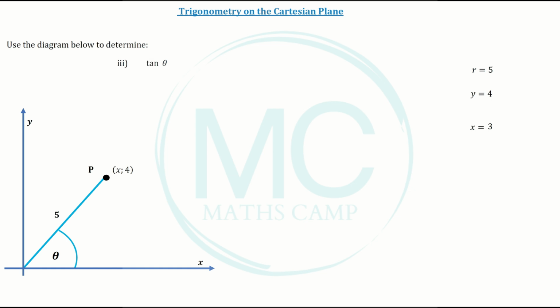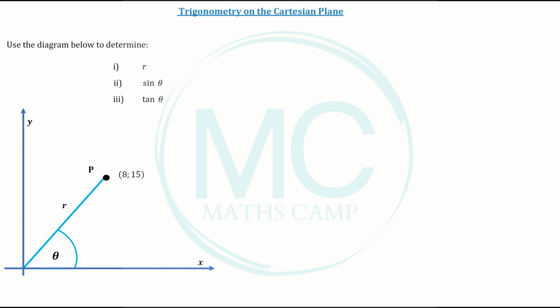Determine tan theta. We've also found that tan theta is equal to y over x. We know that y is 4 and x is 3. So now we can say tan theta is equal to y, which is 4, over x, which is 3. Let's do one more example. Use the diagram below to determine the value of r, sine theta, and tan theta.